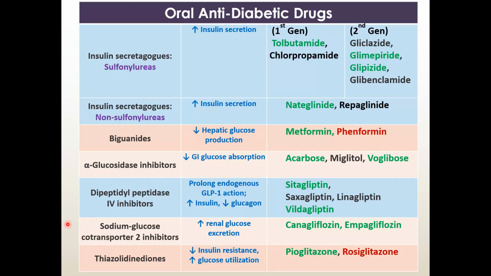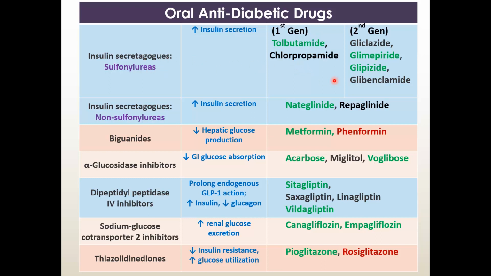Next is sodium glucose cotransporter 2 inhibitors, SGLT2 inhibitors in short. They increase renal glucose excretion. And lastly, thiazolidinediones. This group of drugs decrease insulin resistance and also increase glucose utilization. So mainly their action is on peripheral tissues like adipose tissue and muscle cells. An important drug is pioglitazone. So this is the classification of the oral antidiabetic drugs. There are some other drugs also, but these are the most important drugs. So let's look at the drugs in each group.